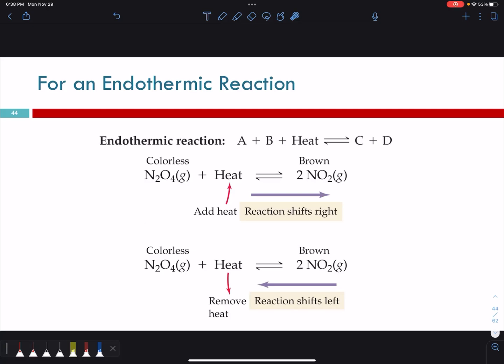So for endothermic reactions, heat is a reactant. For exothermic reactions, heat is a product. And if anything, you can remember exothermic reactions because fire is an exothermic reaction that produces a lot of heat.